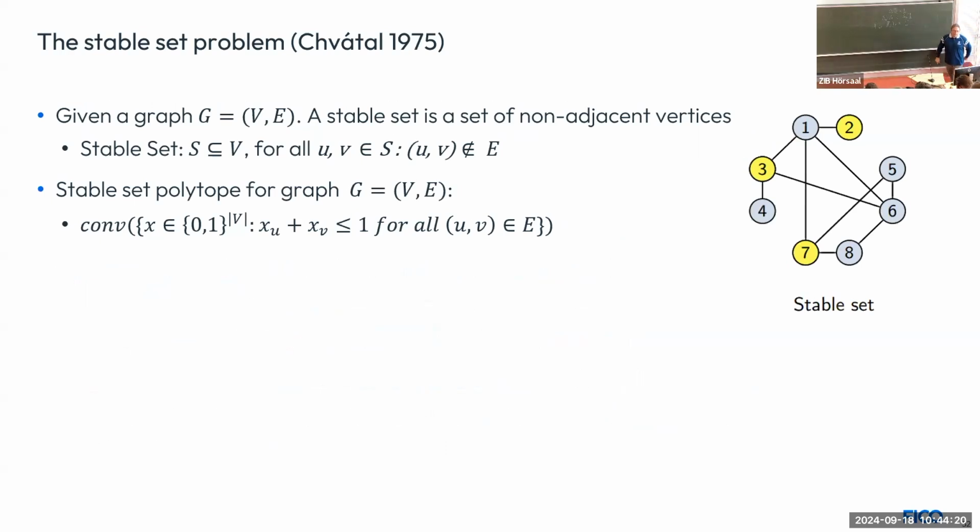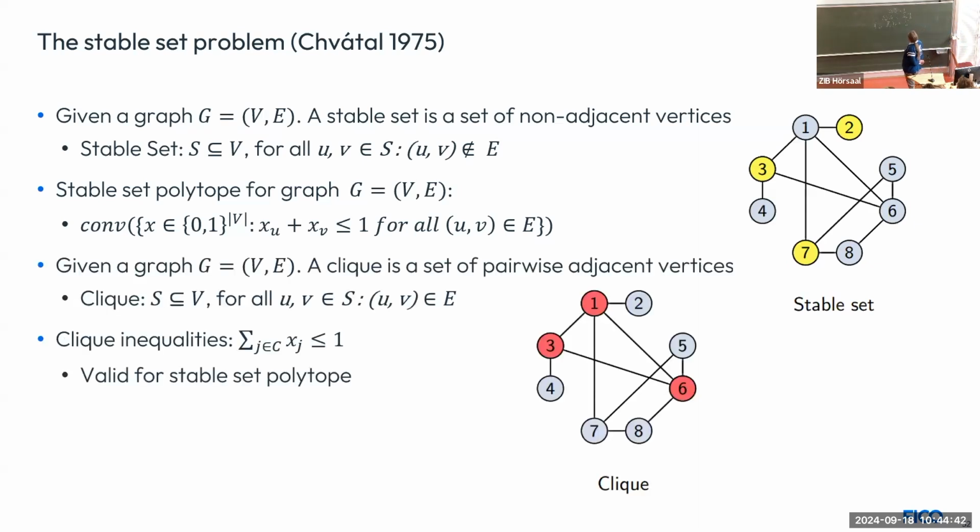Let's look at the stable set problem now. Remember from graph theory, what's a stable set? A stable set is a set of non-adjacent vertices. So in my example here, these three vertices are a stable set because they are not connected via any edge. And a clique is a set of pairwise adjacent vertices. Like this is a clique in that graph.